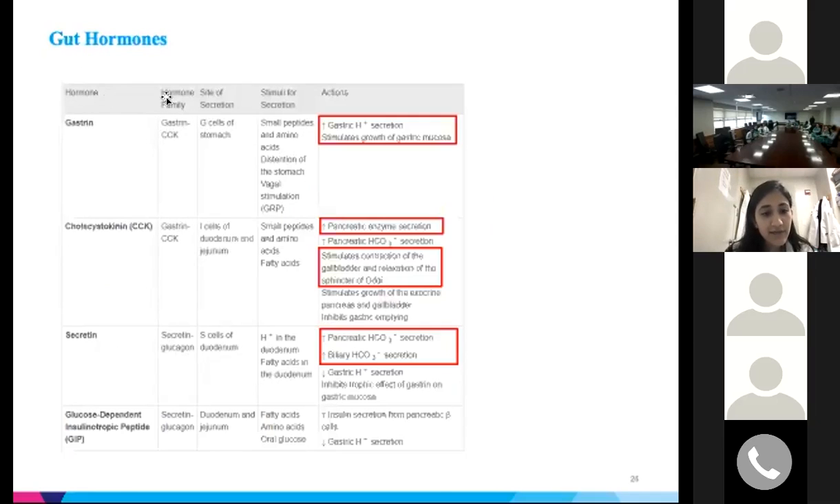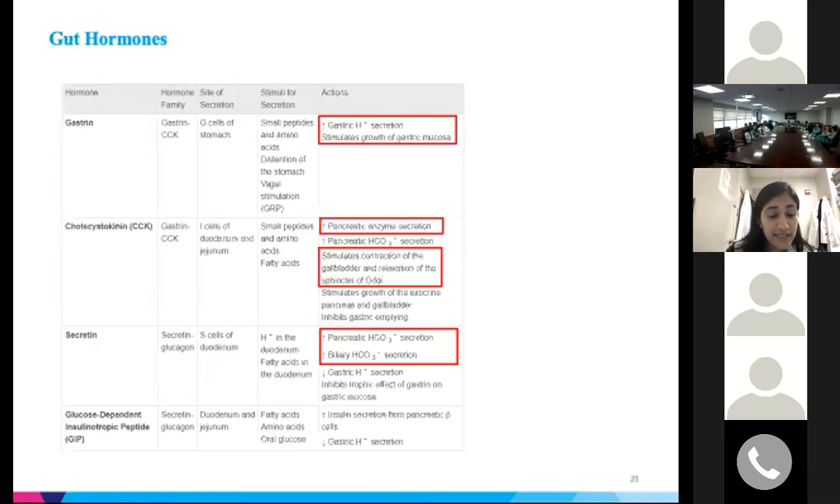Gastrin is secreted by G cells in the stomach. That memorization is easy, G for gastrin. And it essentially stimulates gastric acid secretion and stimulates growth of gastric mucosa. Cholecystokinin is made by the I cells in the duodenum and the jejunum, and it's stimulated by fatty acids and amino acids to secrete pancreatic enzymes and stimulate bile flow.